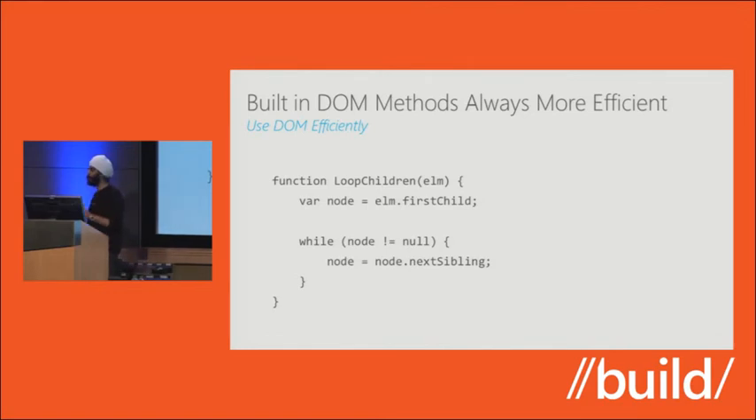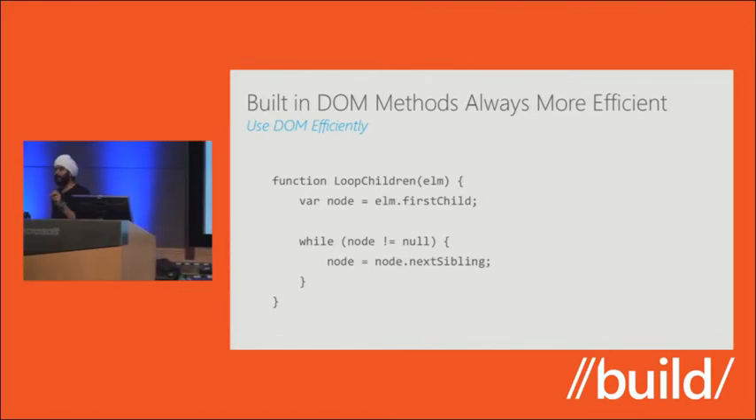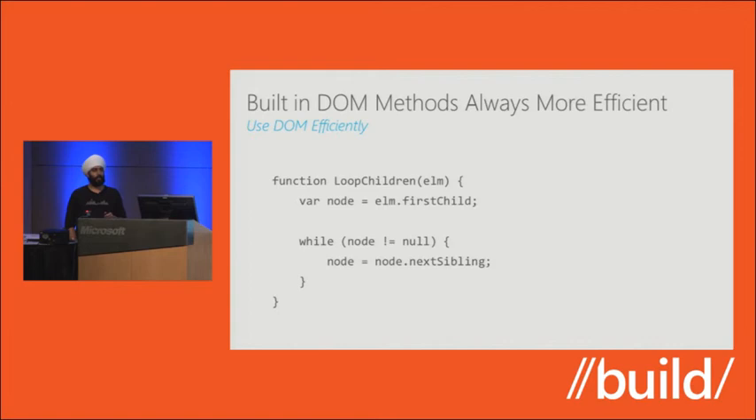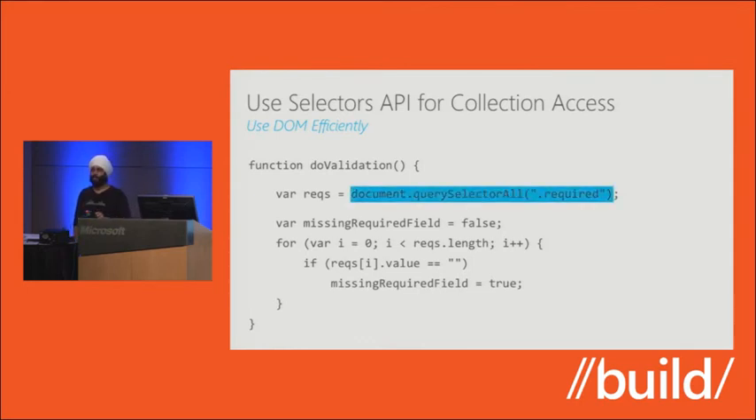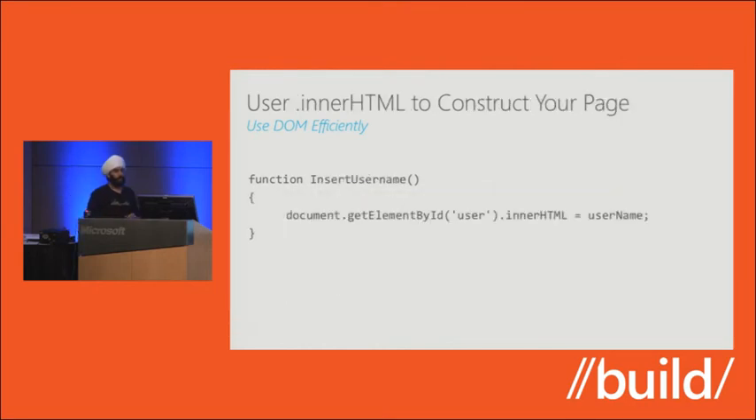The built-in DOM methods are always more efficient than anything you can write in JavaScript. So in this case, we're doing tree traversal. Using the built-in methods like firstChild and nextSibling will be much faster than anything you can do in a third-party library or in code that you can write yourself. When you need to query a large number of DOM elements, use querySelectorAll. It's faster than anything you can do in script. innerHTML is a great way to construct your dynamic pages.